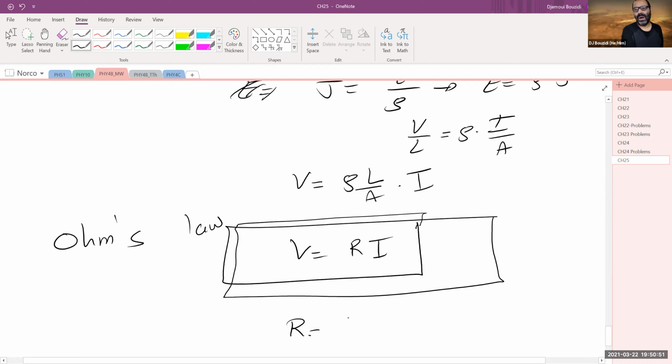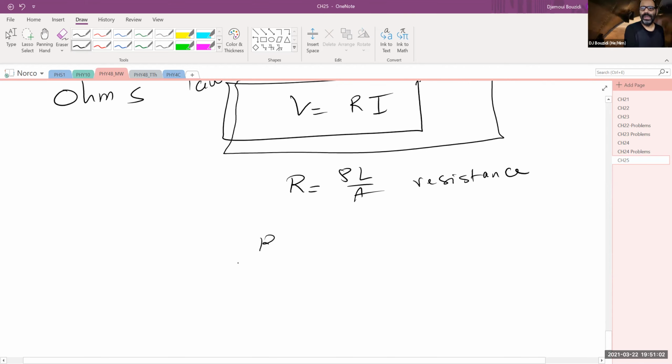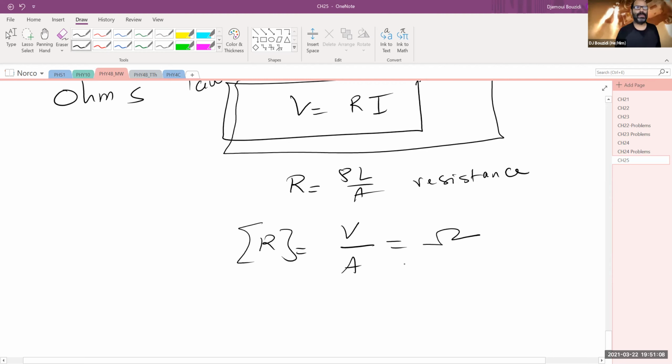R is by definition the resistance. R is rho L over A, the electrical resistance, and it's measured in units of volt per amp, which is by definition an ohm, which is capital omega. Okay, so this is the ohm. Some devices give you that measurement. If you look at this device in here, in this scale, it has the ohm in it. So that's a multimeter, actually. It can measure the resistance.